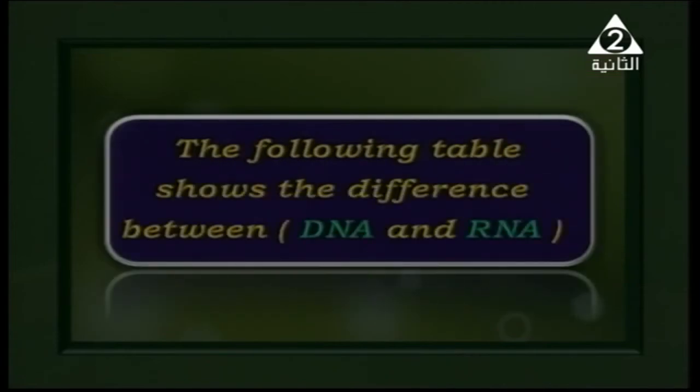Number 2, they both have a pentose sugar that has 5 carbon atoms, a nitrogenous base, and a phosphate group. Number 3, in both, the phosphate group binds to the 3rd carbon atom of the previous nucleotide and forms the sugar phosphate backbone. These are the similarities between DNA and RNA. The following table shows the difference between DNA and RNA.